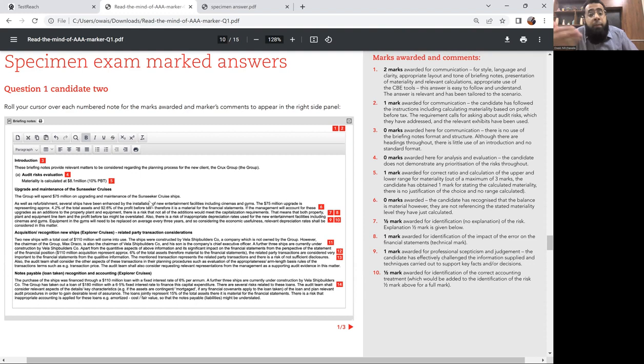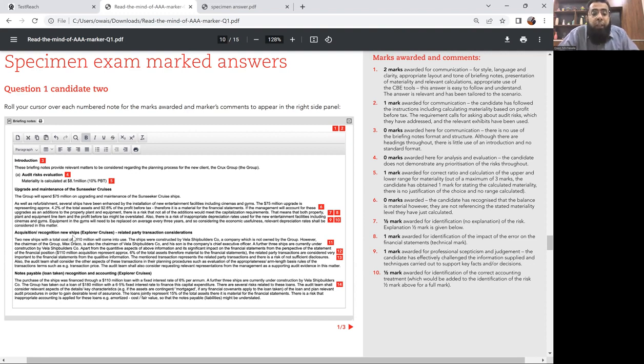He has not used the materiality level which he himself calculated above. He calculated the materiality again. Then he identified the risk relating to capitalization. He explained it well and gave its impact. But in relation to depreciation, he didn't complete the content. Okay, now let's read further.